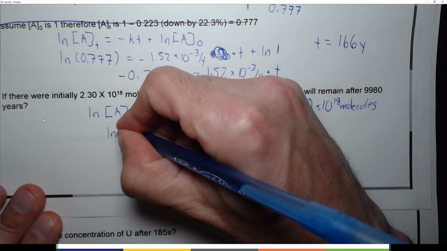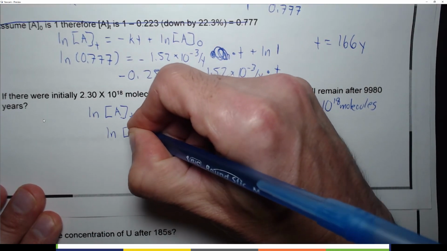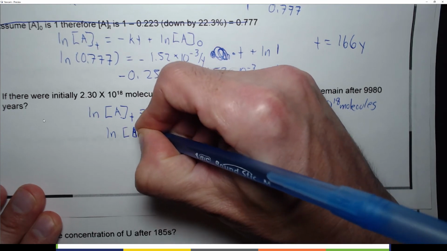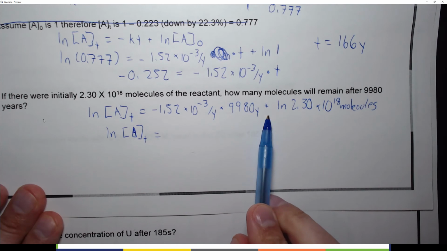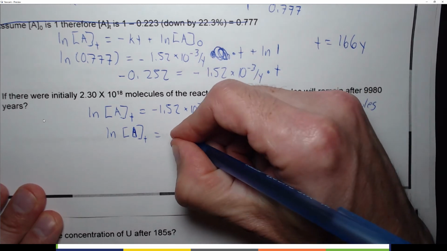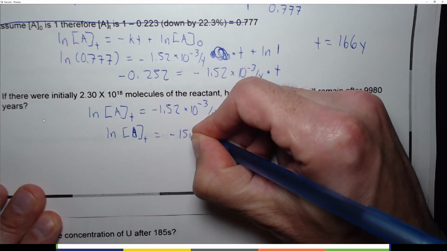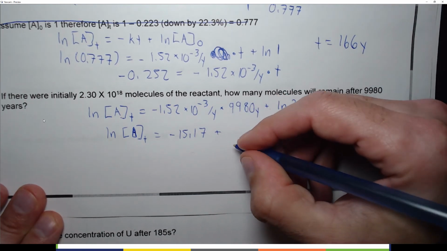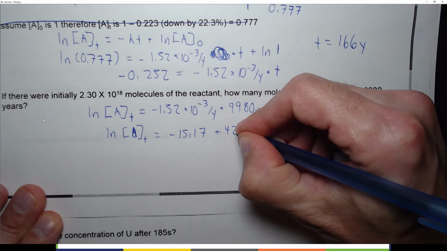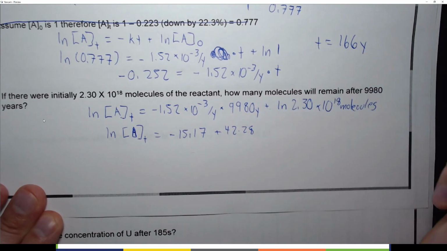So, the ln of the concentration of A at some time is equal to, multiply this times this, and I get negative 15.17 plus, when I take the ln of this, I get 42.28.